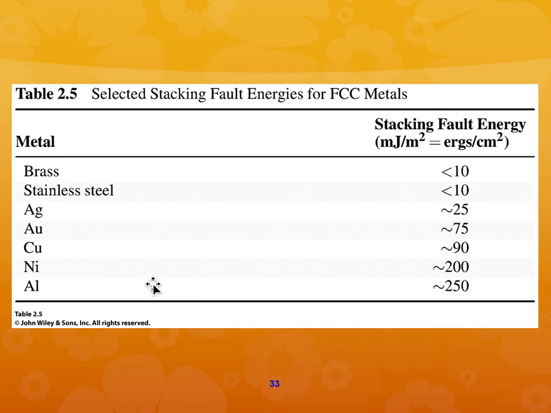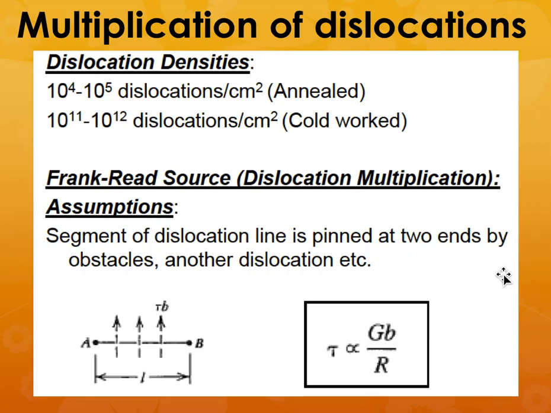So you can see that brass and stainless steel have very low stacking fault energy, which means it is very difficult for you to deform these two materials. But in the case of nickel, aluminum, etc., they have very high stacking fault energy, which means it is easy for you to deform the material. So how else can you deform the material?